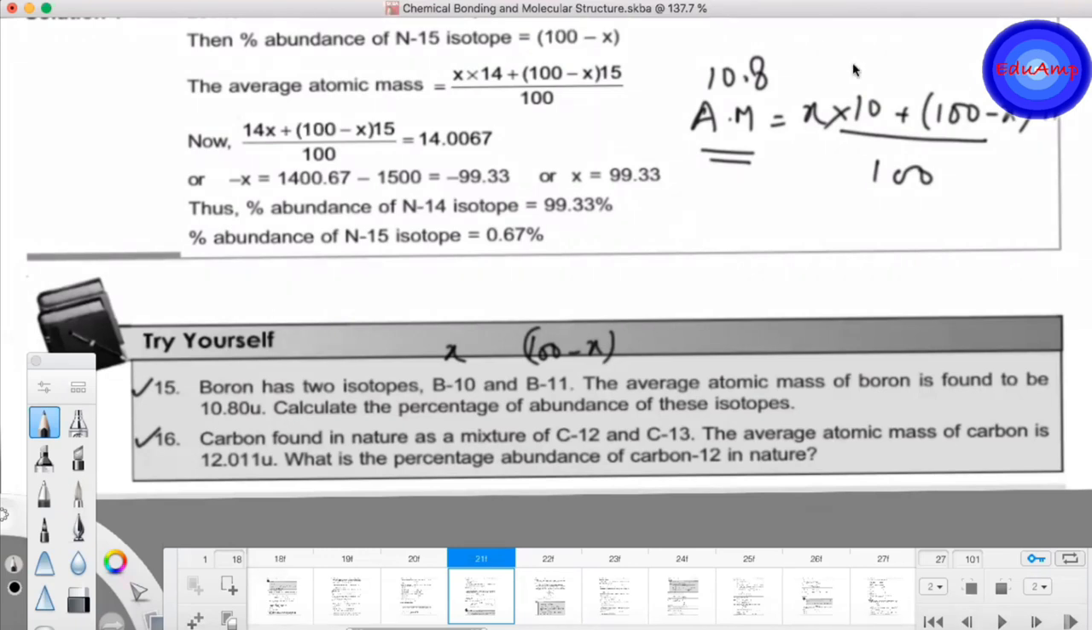So Mahesh said X is 20. Okay. Let everyone solve. Then we'll see. B10 is 20%. Now this is the correct way of giving the answer. Good, Mahesh. Those who have solved the 15th question can move on to the 16th question.